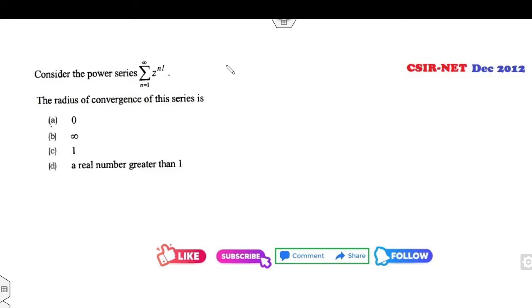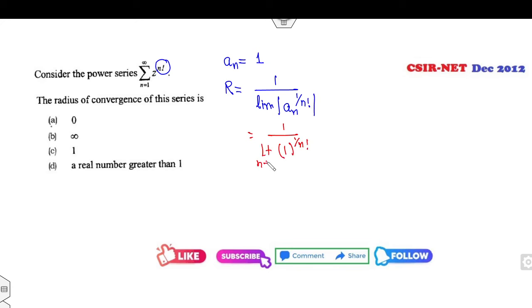Consider the power series. Clearly, an is 1. Then the radius of convergence is 1 over limit |an|^(1/n). Now you can see the power is n factorial, so you can write this as n factorial. Can you find this limit? 1 raised to power 1 over n factorial as n approaches infinity. So 1 over n factorial when n approaches infinity means 0. 1 over 0 is infinity, which is the correct answer.